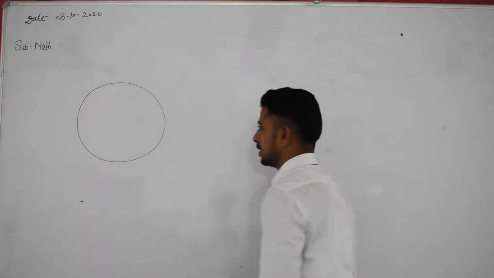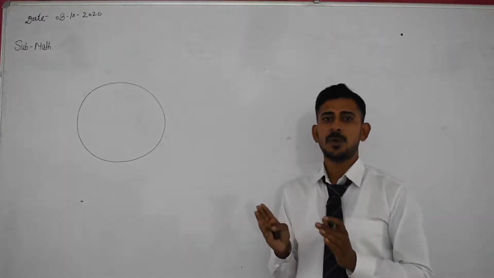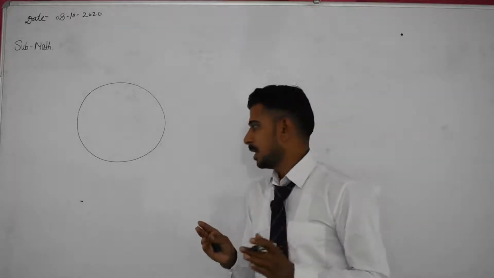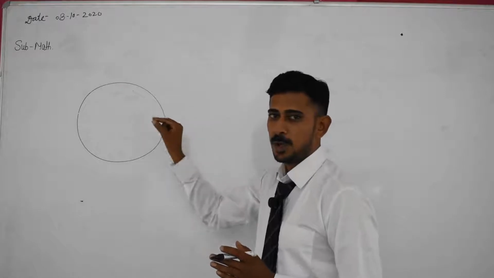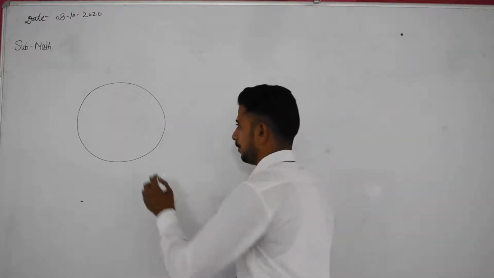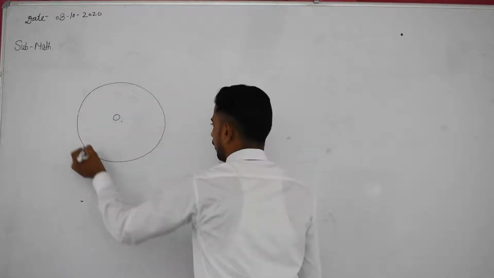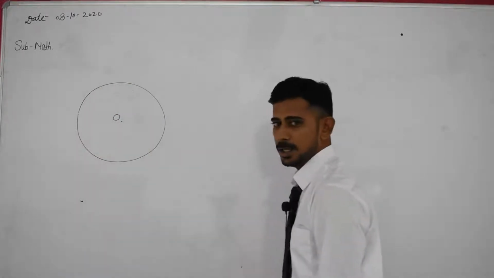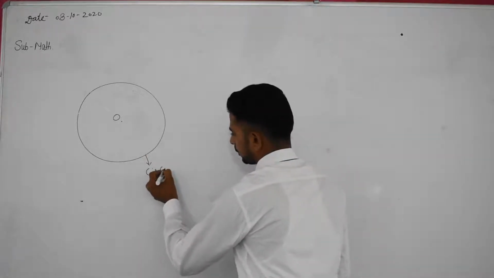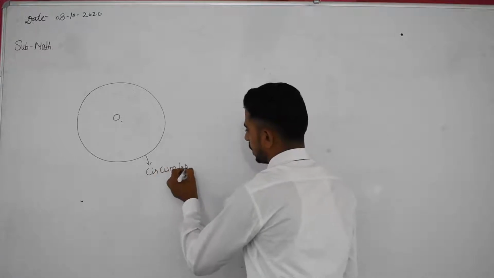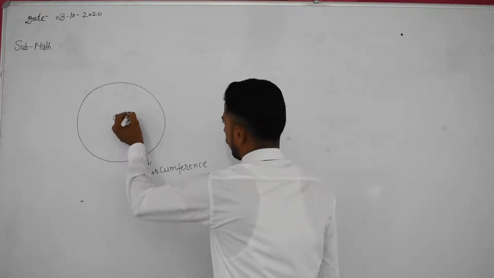A circle is a group of points which are equidistant from a fixed point. This fixed point is called the center of the circle and the boundary of the circle is called the circumference.